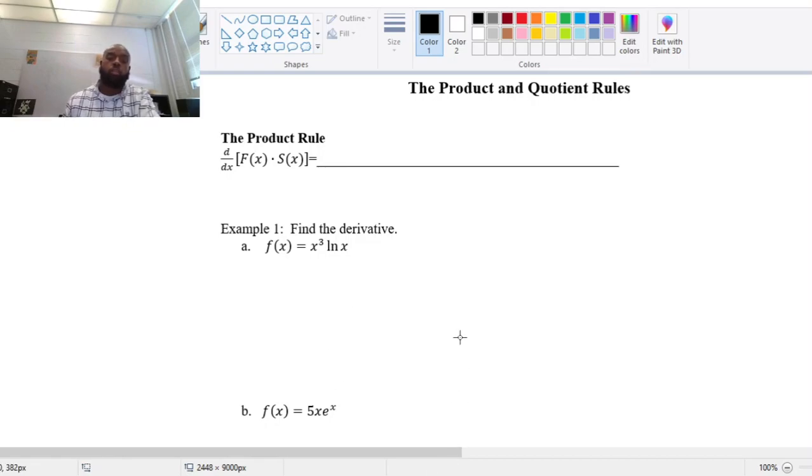Let's start with the product rule. The product rule basically states that if I have a function that's multiplied by another function, multiplication is product, I use capital F here for first and capital S here for second, then the derivative of that product is the derivative of the first function. So I'm going to say f prime of x times the second function plus the first function times the derivative of the second function.